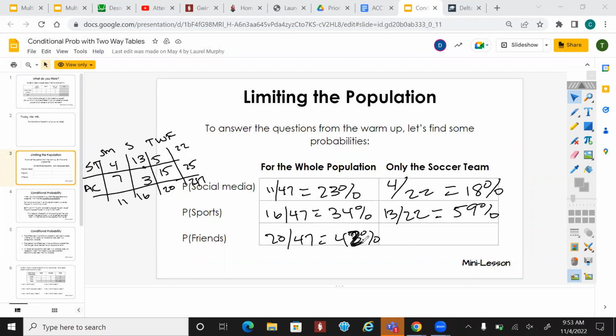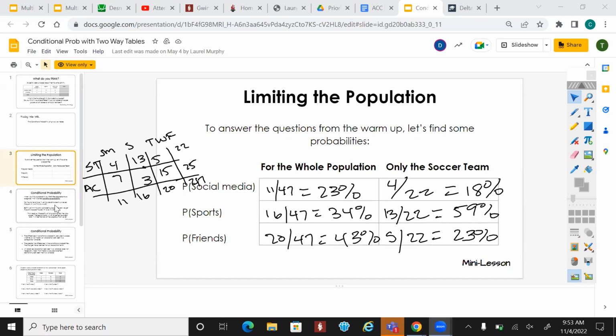Oh, I don't know what to write now. Okay, it's 43. Boom. Okay. So then the friends on the soccer team only, that's going to be 5 out of the 22. 23%. I don't even believe y'all anymore. I don't know who to believe anymore.